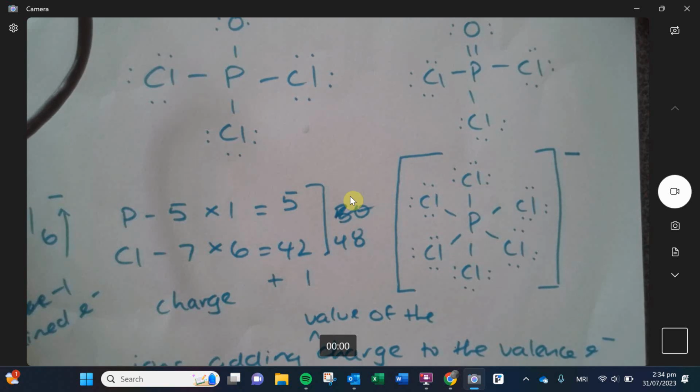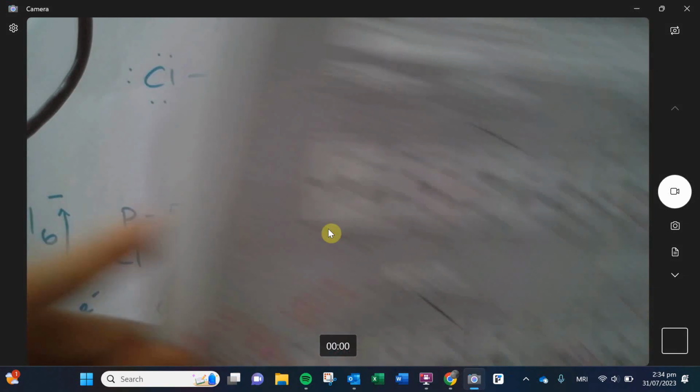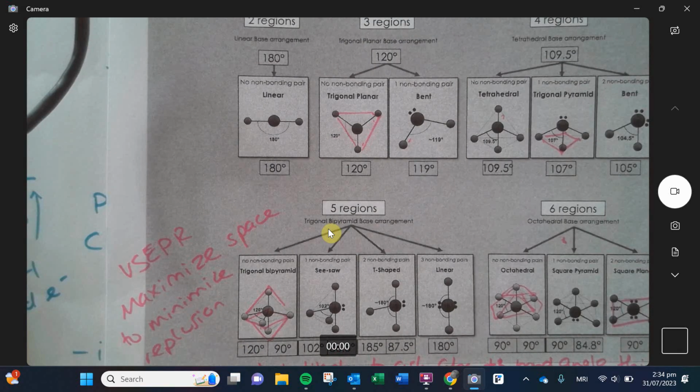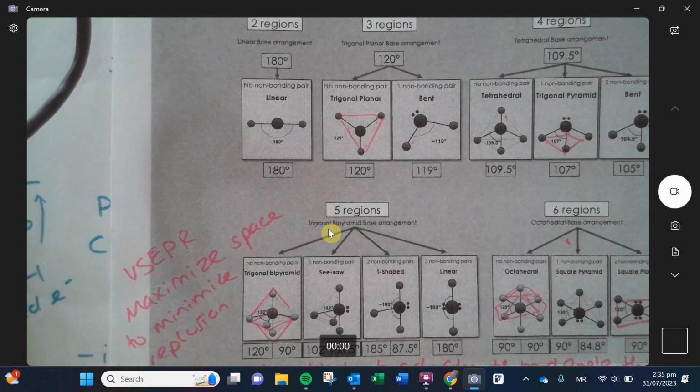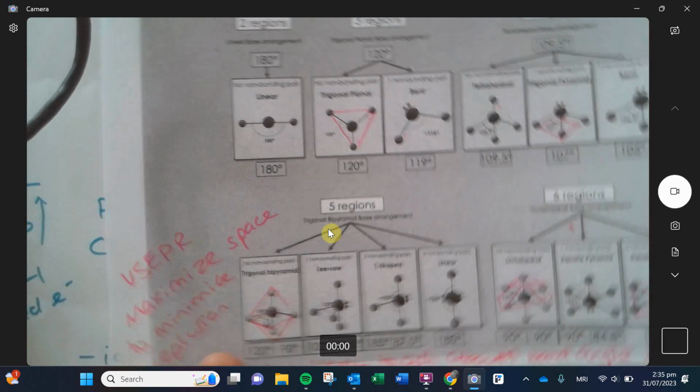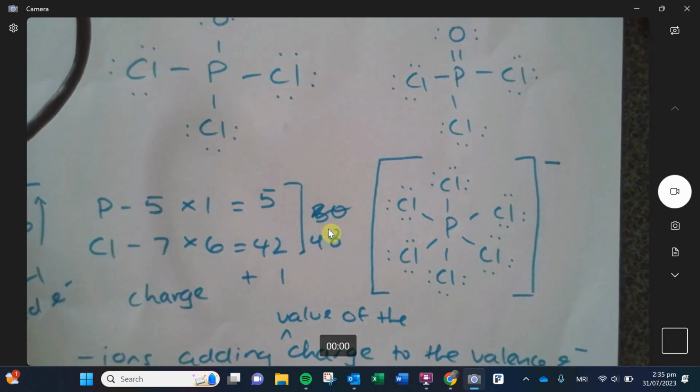So VSEPR theory is just saying that because these are all negatively charged areas, the like charges repel. So they're going to repel to maximize the space between them and to minimize the repulsion. So they're just basically trying to separate so that they're as far apart as possible without crashing into the next region of negativity. Okay. Cool. Questions, concerns, comments? Nah, pretty straightforward, I figured.